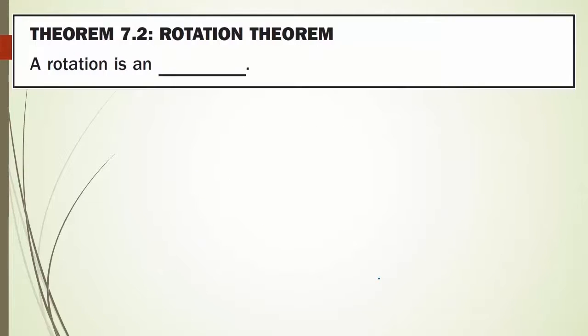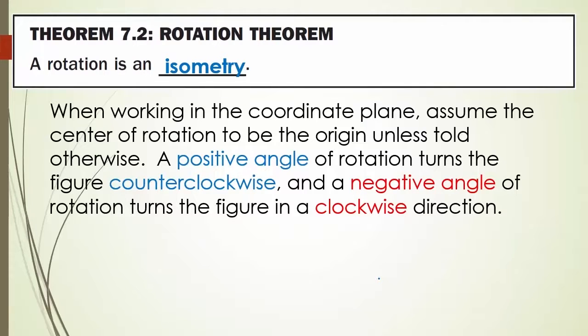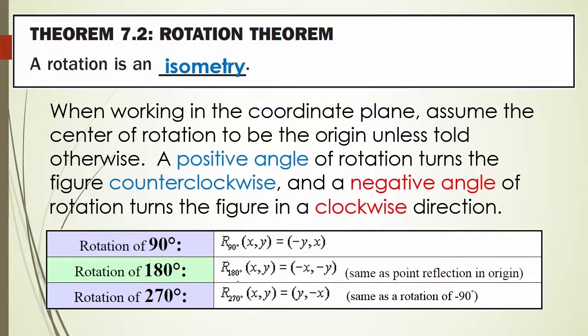Theorem 7.2, rotation theorem. A rotation is an isometry, meaning that when we do a rotation, the size of the figure does not change. When working in the coordinate plane, assume the center of rotation to be the origin unless told otherwise. A positive angle of rotation turns the figure counterclockwise, and a negative angle of rotation turns the figure in a clockwise direction.